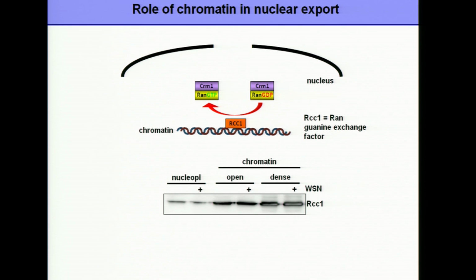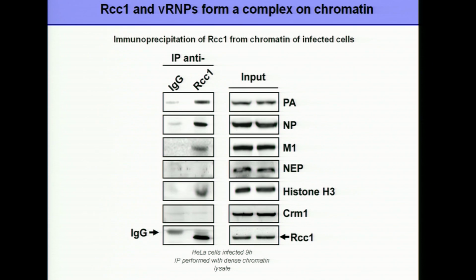So we asked ourselves a very basic question. If we have our vRNP export complexes in this dense chromatin and the protein which is responsible for essentially driving the entire gradient of nuclear export in the same fraction, is it possible that they're also physically associated with each other? And I'll just show you one brief slide here. We performed a simple experiment.